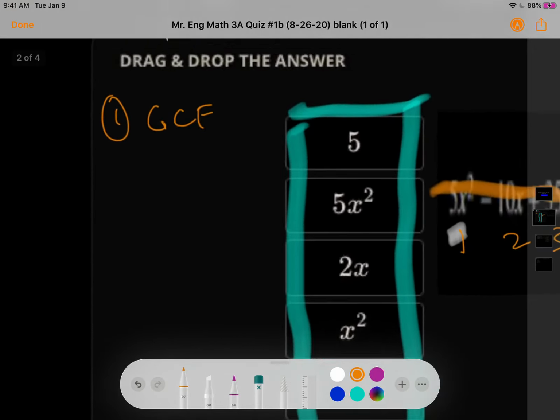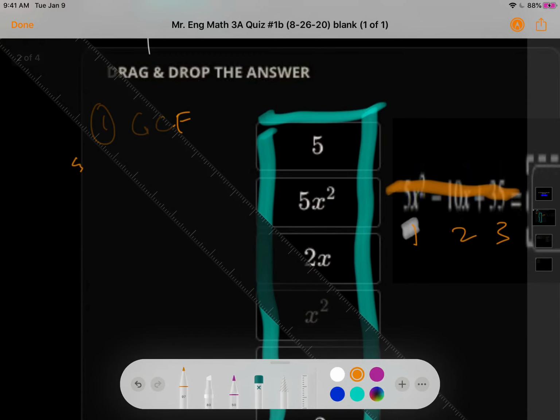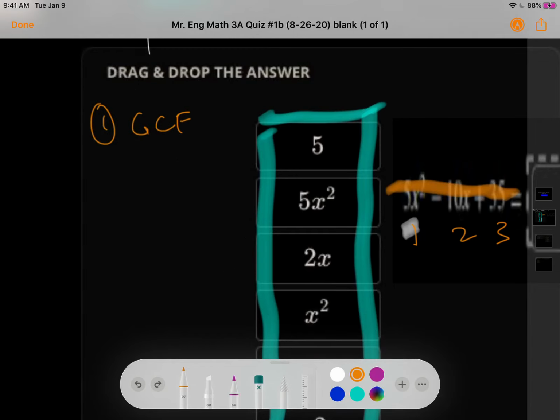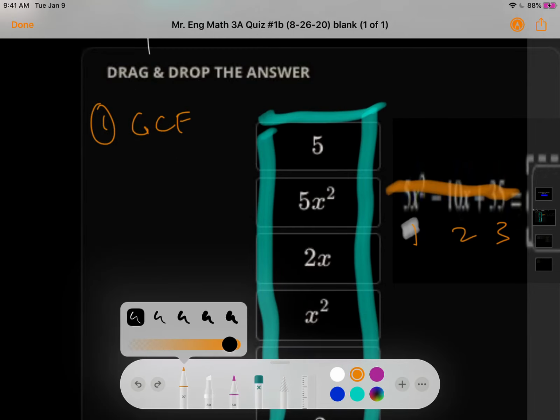Let's work over here. Can we write the problem? Whoa. I didn't want that ruler. Go away. No ruler. No ruler. Okay.